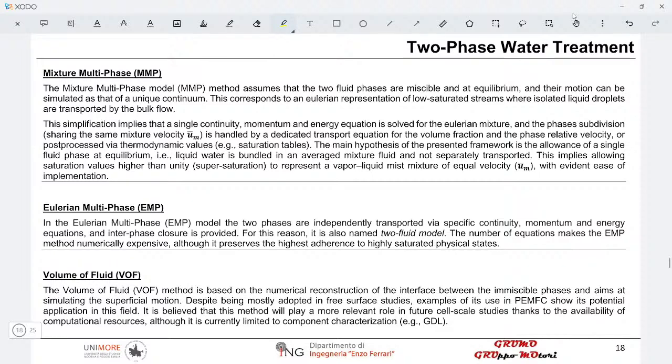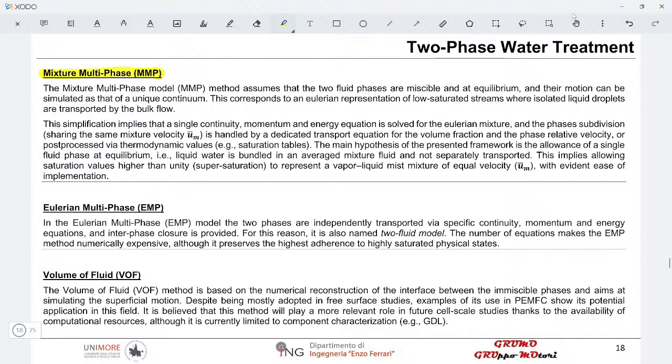And in the context of Eulerian multiphases, two models gained a lot of popularity and demonstrated their application in fuel cells. Again, none of these models was developed for fuel cells, but the application to fuel cells really benefited of these models that became, in a way, like the standard for multiphase modeling in fuel cells. Now, the first one is the so-called mixture multiphase.